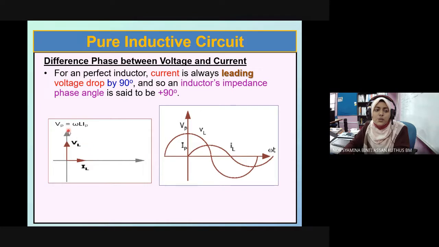Nak cari voltage peak dekat sini. Ini sebenarnya kita akan guna pun formula ni. But yang kita faham adalah frekuensi XL itu darab dengan awak punya I peak. Awak akan dapat value V peak dekat sini.